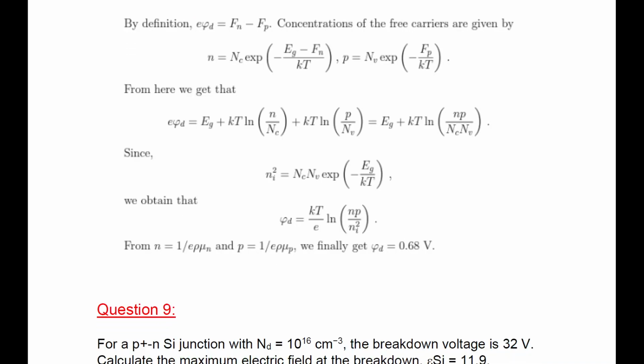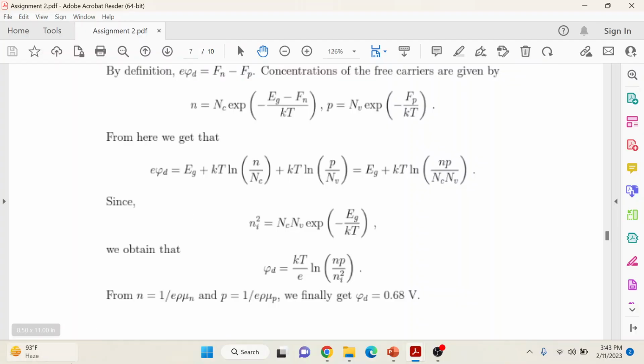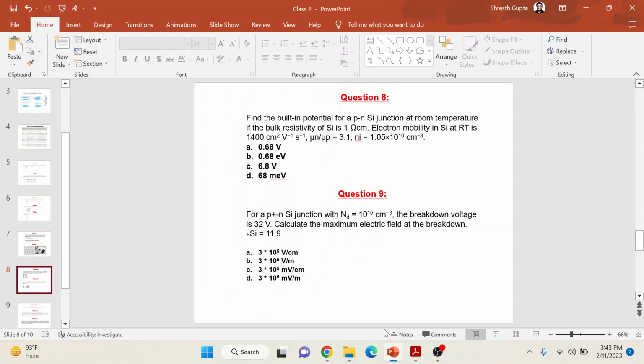Okay. So the question number 9. Question number 9 is saying: for a p plus n silicon junction with Nd equal to 10 to the power 16 per centimeter cube, the breakdown voltage is 32 volt. Calculate the maximum electric field at the breakdown, where epsilon silicon is equal to 11.9. Our options are 3 cross 10 to the power 5 volt per centimeter, 3 cross 10 to the power 5 volt per meter, 3 cross 10 to the power 5 millivolt per centimeter, and 3 cross 10 to the power 5 millivolt per meter.